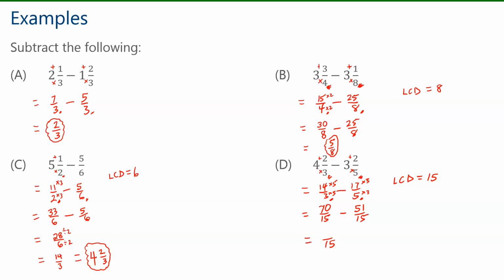Copy down that common denominator, take 51 from 70, and you will get a 19. That is an improper fraction that cannot be reduced, but we will change it back to a mixed number. So I can get one full group of 15 out of 19, and I'll be left with 4 15ths. Simplest form.